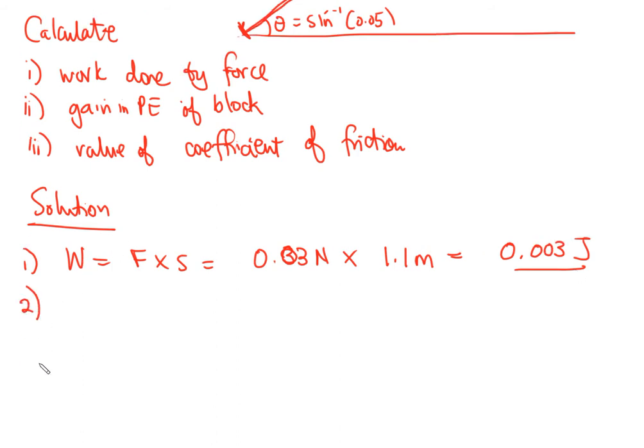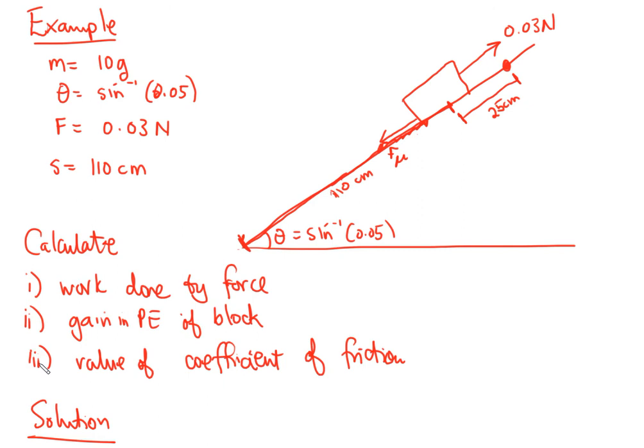Done. Let's look at the gain in potential energy. So let's go back to our block and look at the forces that are acting on it. This block is going to have weight, which is calculated as mg. Because it is in contact with a surface, there's going to be a reaction force, which is always perpendicular to the surface itself.